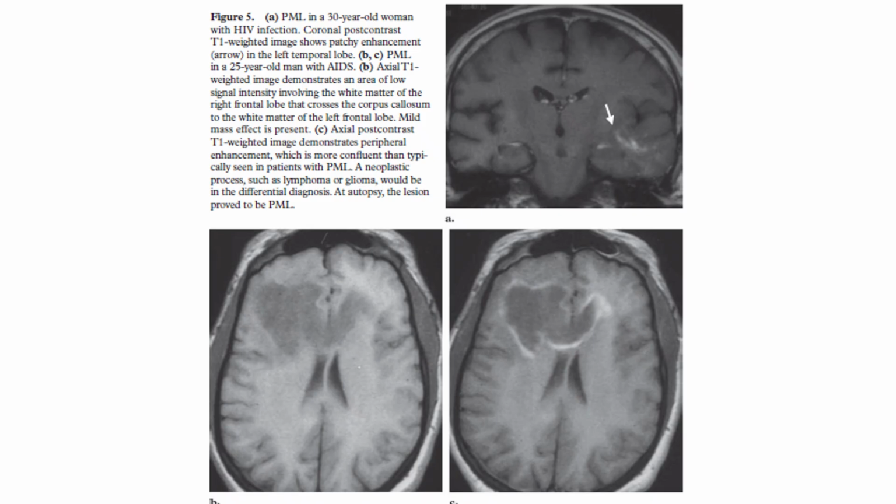Third image, axial post-contrast T1 weighted image demonstrating peripheral enhancement, which is more confluent than typically seen in patients with PML. A neoplastic process such as lymphoma or glioma would be the differential diagnosis, and at autopsy, the lesion proved out to be PML.